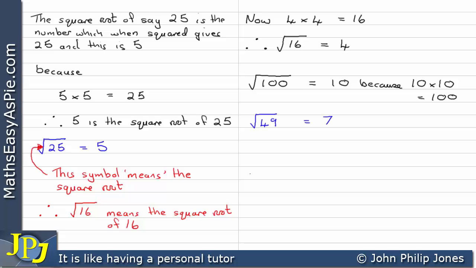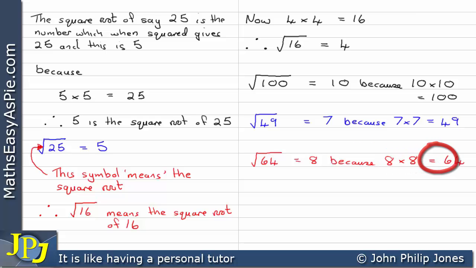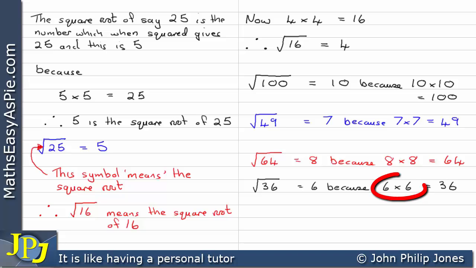The square root of 49 equals 7, because 7 times 7 is 49. The square root of 64 is 8, because 8 squared is 8 times 8, which is 64. The square root of 36 is 6, because 6 squared, i.e. 6 times 6, is equal to 36.